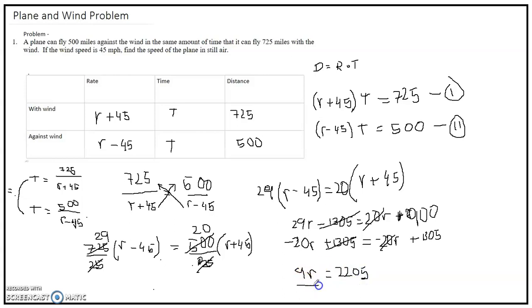Now if we divide 9 on both sides, we'll find our rate of the plane in still air. 2205 divided by 9 gives us 245. So the rate of the plane in still air is 245 miles per hour. And that will be our final answer.